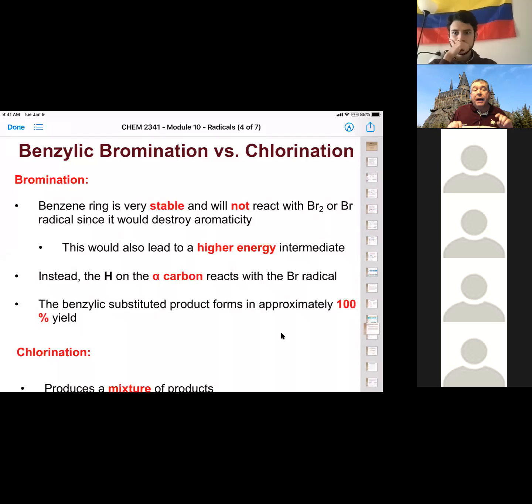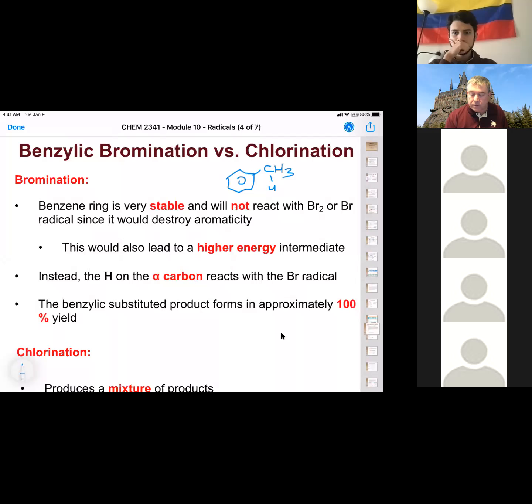But in the case of having a carbon outside of that ring, like in this case of toluene right here, that means that this hydrogen here can be easily removed, giving us a radical here.